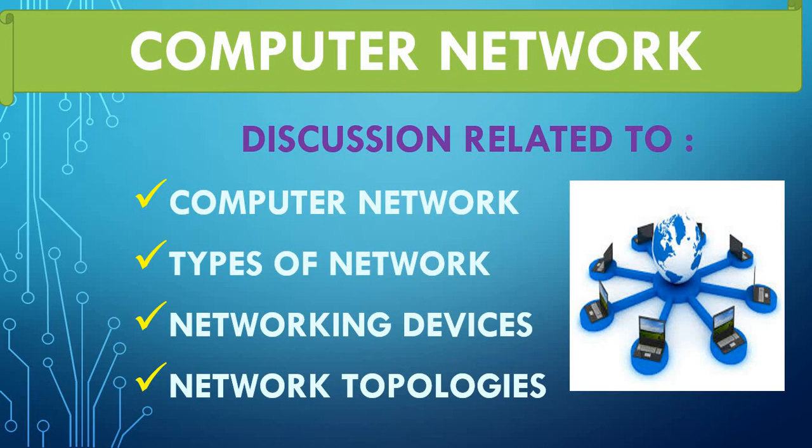Third device is repeater. Repeaters are basically used to cover long distance. So it can be used in metropolitan area network where the signal has to travel long distance within a city. So basically it regenerates the weak signal.